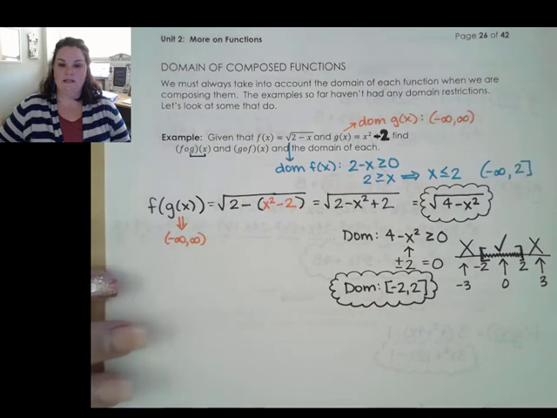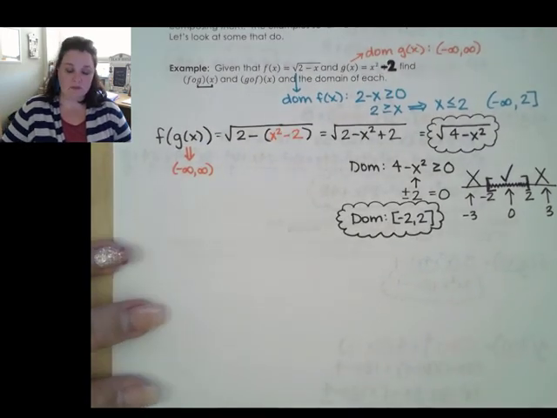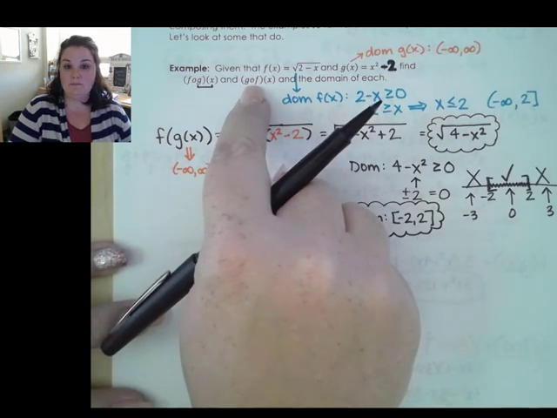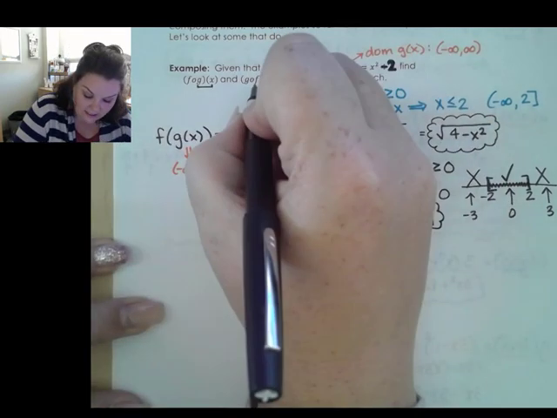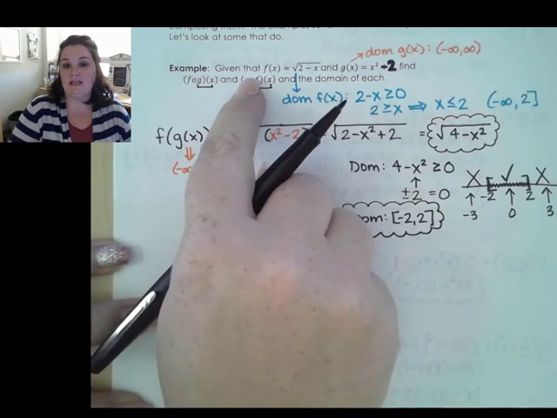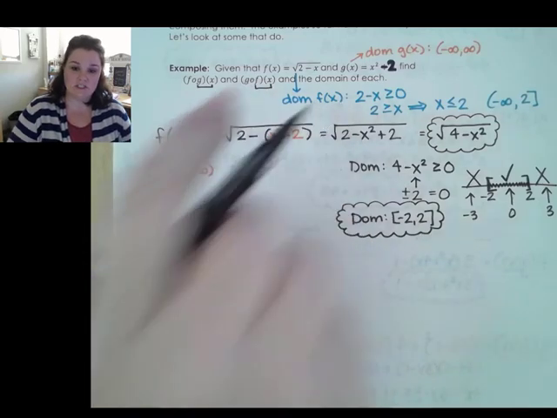Okay. All right. Let's look at going the other direction. So that was finding f composed of g. Now we want to find g composed of f. So this time, our f function is what's on the inside, and we're plugging it into our outer function, which is g.